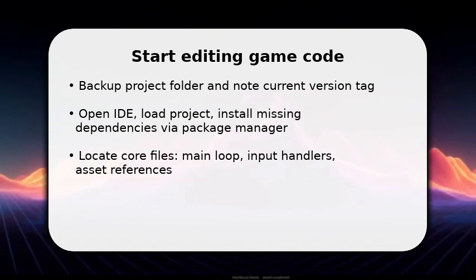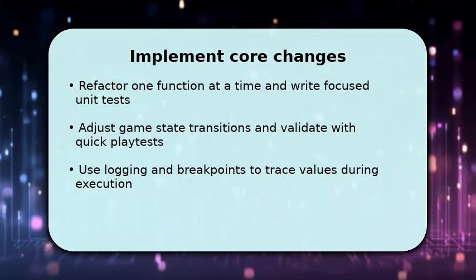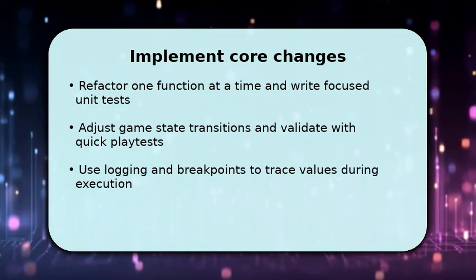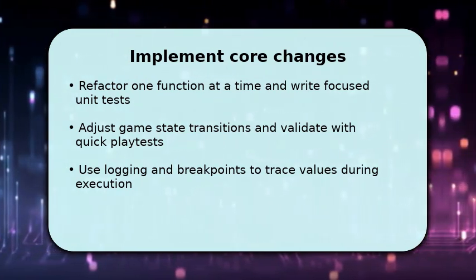You should refactor one function at a time to limit scope and write a unit test for each change so you catch regressions early. Once a function passes, adjust related game state transitions and run a focused playtest to verify the behavior in context.